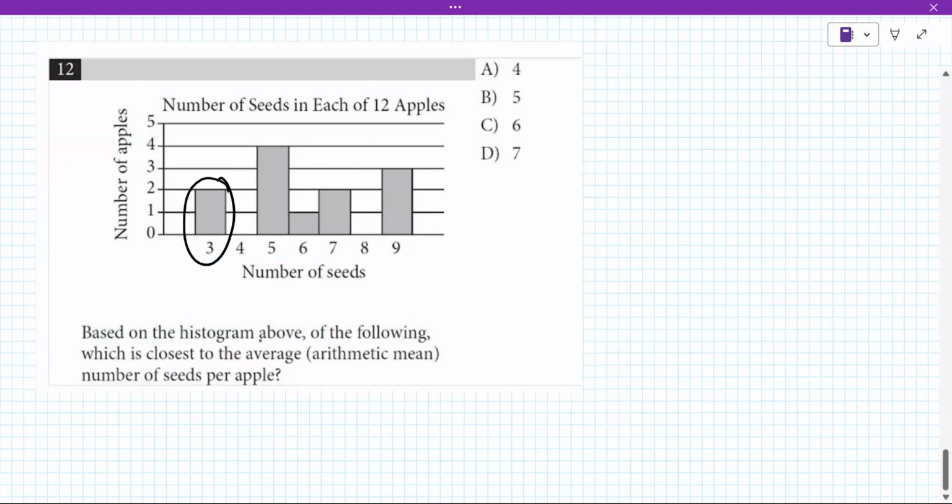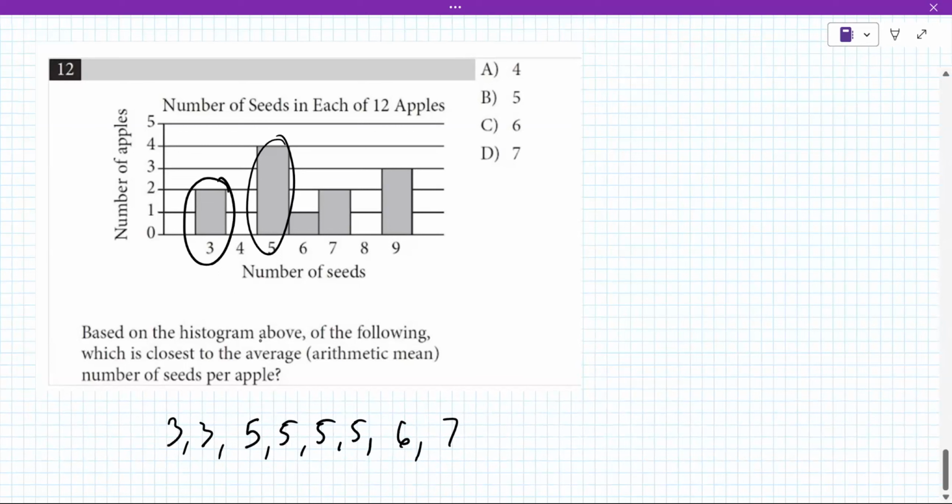I got 2 3s. So that's a 3, 3. How many fives do you have? 4. So 5, 5, 5, 5, 1 6, 2 7s, and 3 9s. Could you close out today by just finding the median, just the median for us? Median.